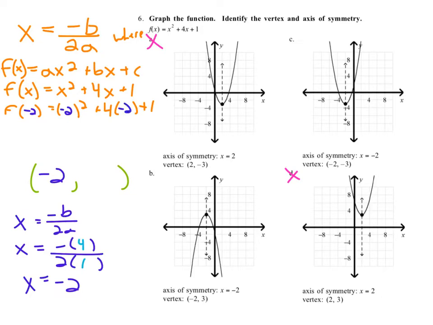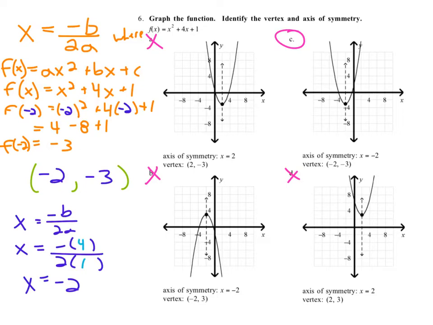So f of negative 2, otherwise known as y, equals negative 2 squared, which is 4, plus 4 times negative 2, which is minus 8, and then plus 1. If we do 4 minus 8, we get negative 4, plus 1 is negative 3. So f of negative 2, meaning negative 2 is the x coordinate, gives you an output of negative 3, meaning negative 3 is the y coordinate. So we need the point negative 2 comma negative 3, and C has that, and B does not, so it can't be that one.